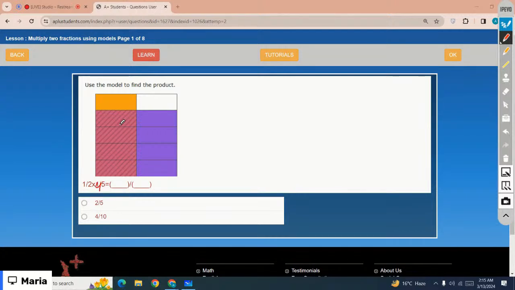So you have to do 4, 1, 2, 3, 4 columns are the ones that have both the colors. So that would be 4 divided by 10. Option number 2 is the correct option, right? There is a mistake in the question, that is 4 over 5. The product is 1 by 2 times 4 over 5. Got it? So the answer must be 4 over 10. Option number 2 is the correct option.